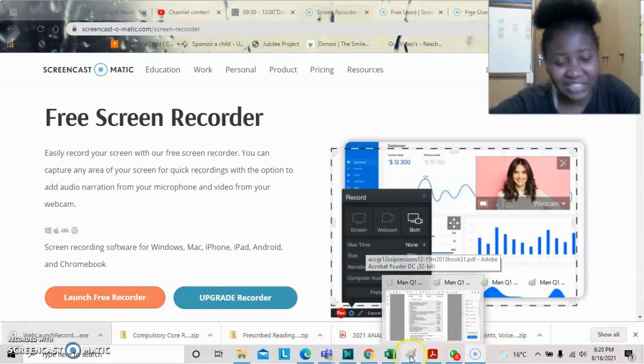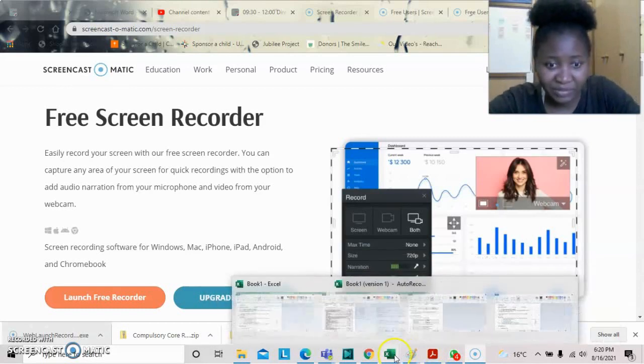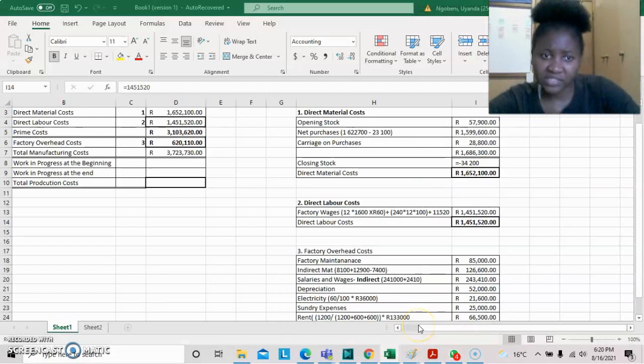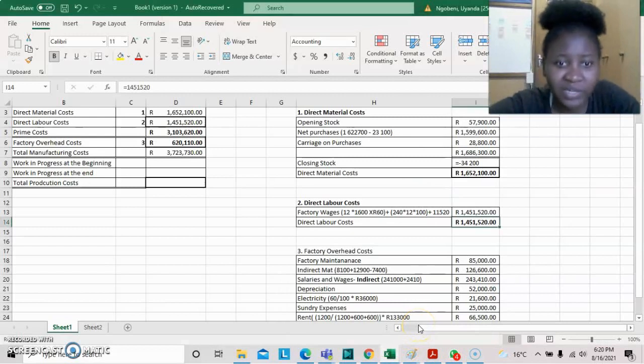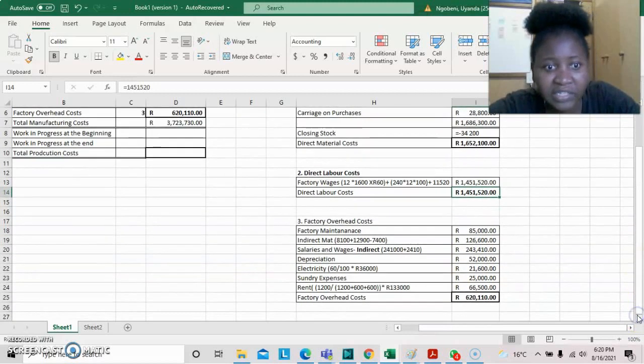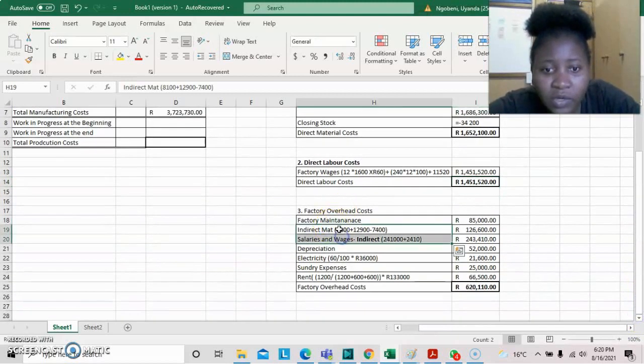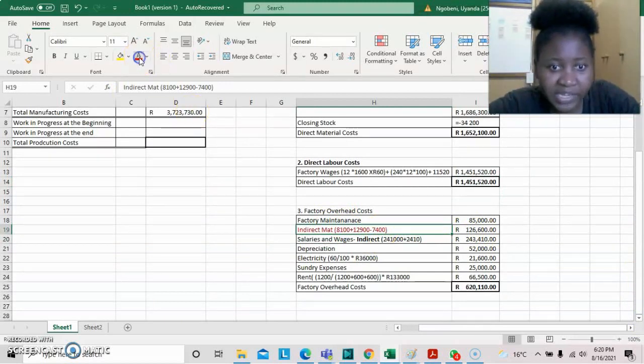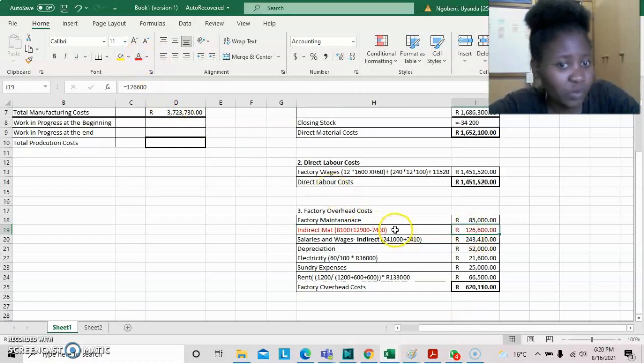Okay, so this is the last one that we're doing. There were a few things that we didn't do right that I wanted to correct, and I felt it'll be very important that we do the corrections together. Here, if you remember, we put the indirect material cost as it is, whereas actually we are supposed to take into consideration the opening as well as the closing balances of the indirect material.